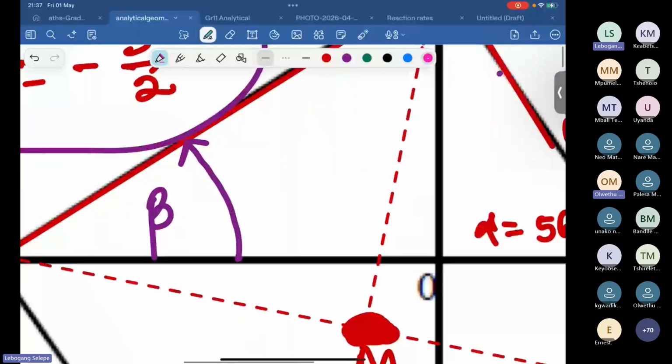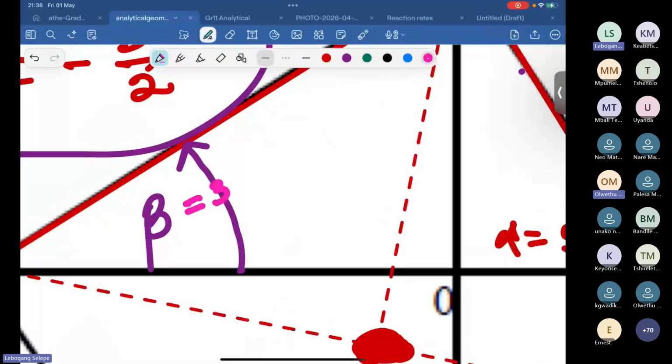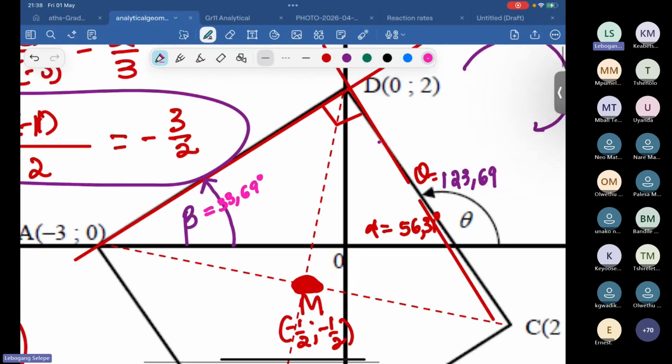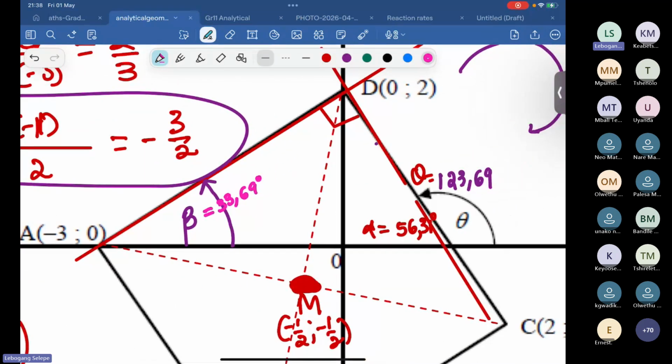My question is, if we decided to have our own beta, should we indicate in the answer that we constructed beta? Oh, that's a very good question. I told you that in your paper 2, you are given an answer book. If you have indicated in your answer book that beta is that angle, then you are fine. But if you don't indicate, then the examiner doesn't know what beta is.